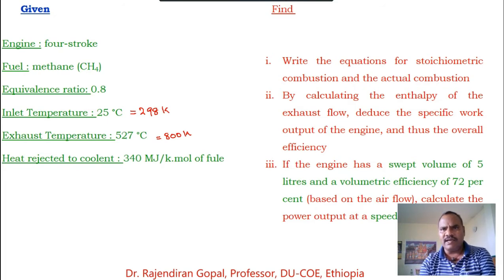Second one, by calculating the enthalpy of exhaust flow, deduce the specific work output of the engine and thus overall efficiency. Third one, if the engine has a swept volume of 5 liters and volumetric efficiency of 72% based upon the airflow, calculate the power output at a speed of 1500 rpm.